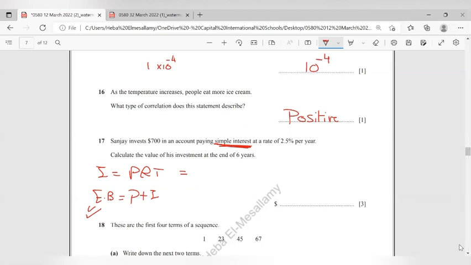If the question was asking about the interest, it would be very clear. Calculate the interest. Calculate the total interest. But if it's asking about the total investment, the total amount of money at the end of these years, then the question is regarding the ending balance. PRT: 700 multiplied by 2.5 over 100 multiplied by 6. You will get the value. Let's do it.